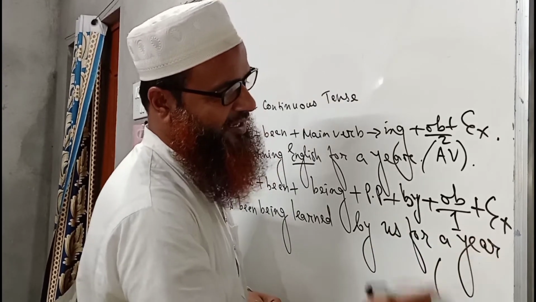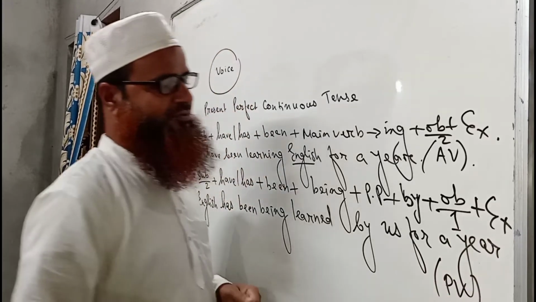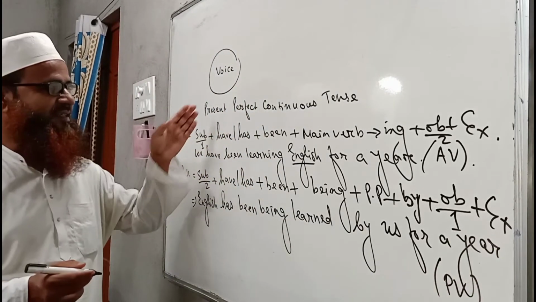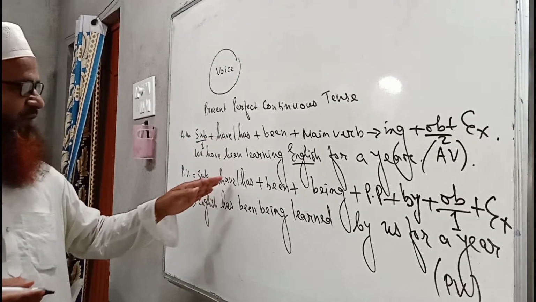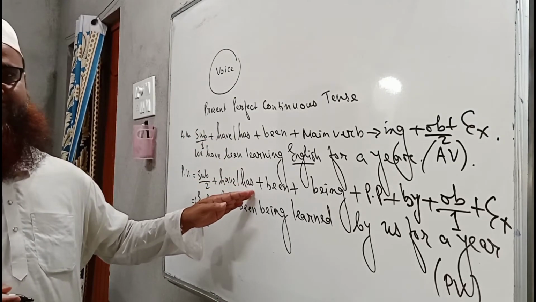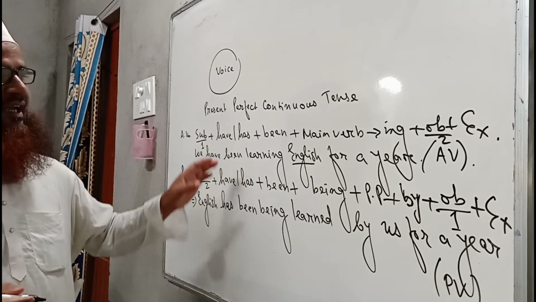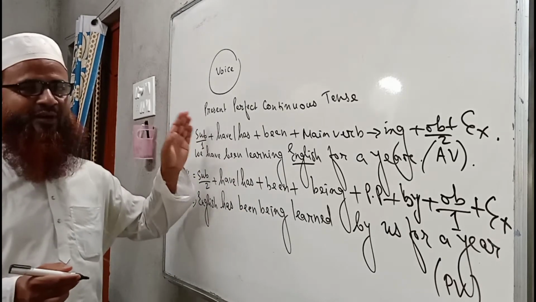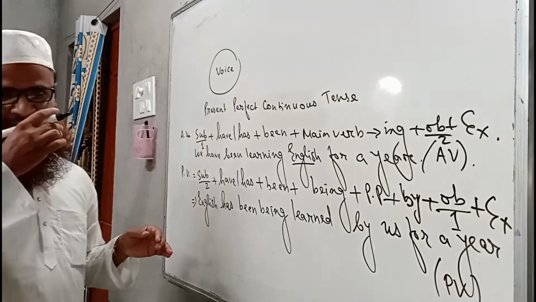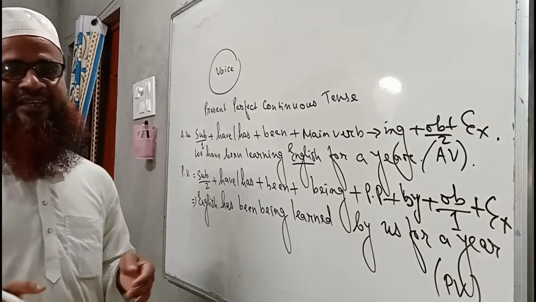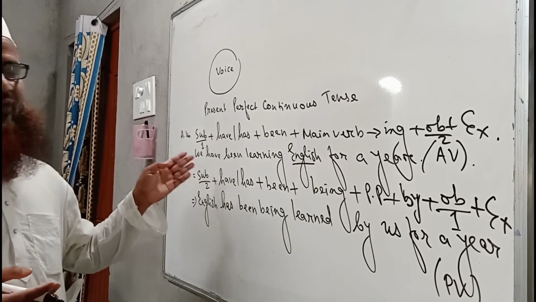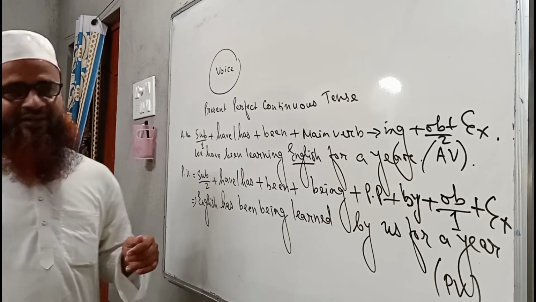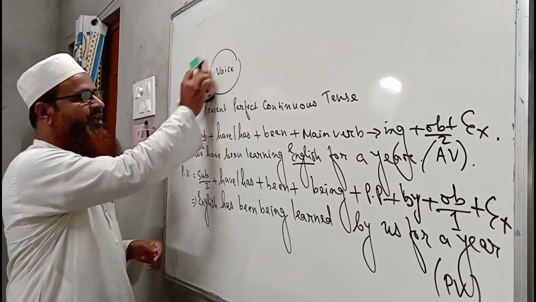So I hope you have already understood what I have told you. So this is the structure of active voice of present perfect continuous tense, and this one is the structure of passive voice of present perfect continuous tense. And I have already written one example to explain or to show you the change from active to passive. Okay, so I hope you have understood. So I will write one more example.